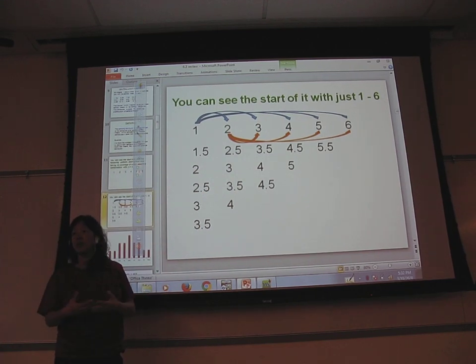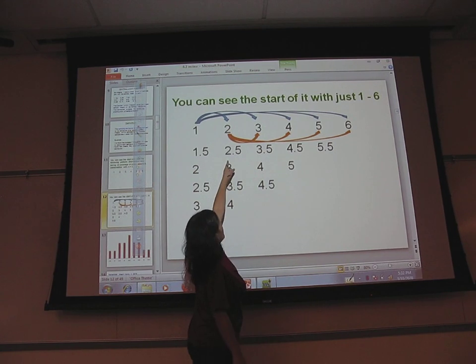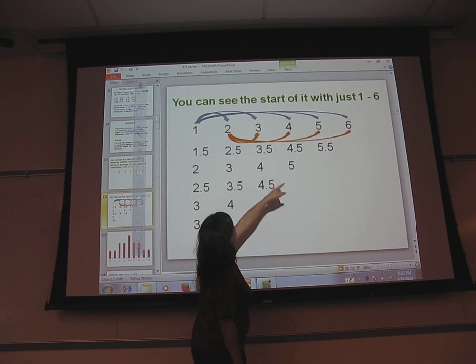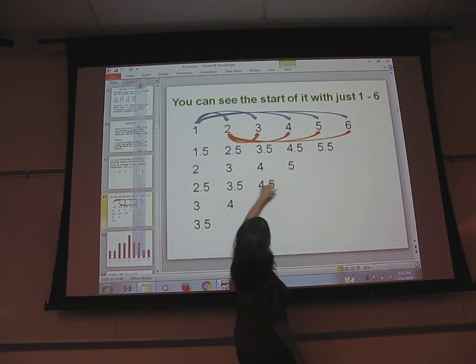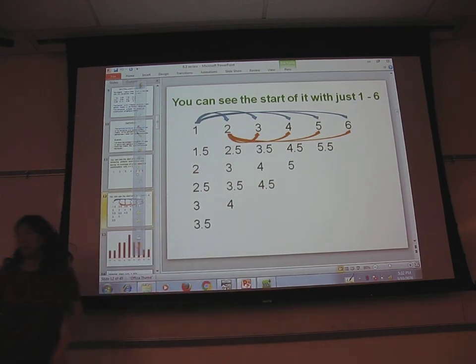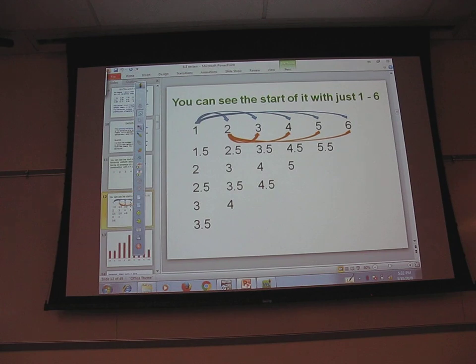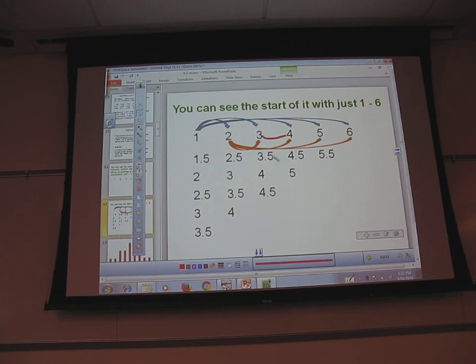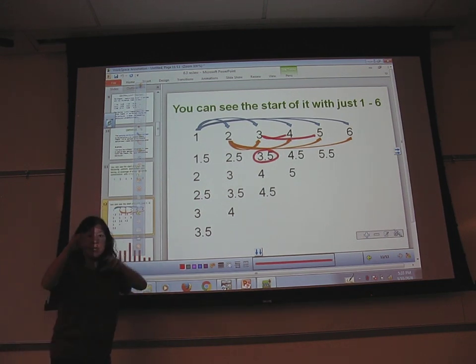Everybody kind of follow what I'm doing? If I take 2 and 3 and average them, I'll get 2.5. 2 and 4, average them, I'll get 3. 2 and 5, and then 2 and 6. So I took every possible combination. So like here, if I then took 3 and 4 and averaged them, I'd get 3.5. If I took 3 and 6 and averaged them, I'd get 4. This is every possible combination of 2 of them. Everybody on board with what happened? I've taken every way of grabbing 2 of those numbers, and I average those 2 numbers.